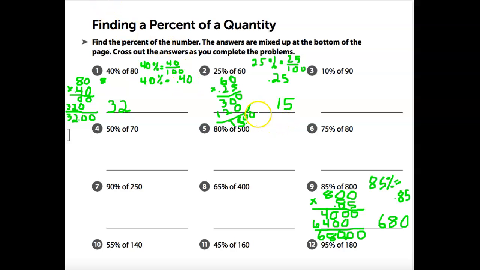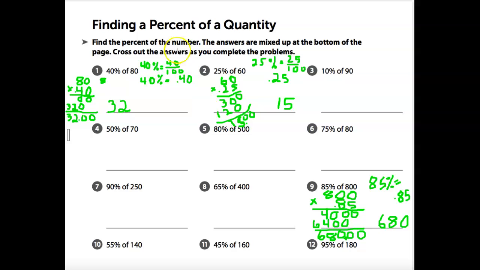All right, let's look at number 2. It says 25% of 60. Well, 25% is 25 over 100, which you read as 25 hundredths, and you know how to write that as a decimal, 0.25. So you just take 0.25 and multiply it by 60. 5 times 0 is 0. 5 times 6 is 30. 2 times 0 is 0, and 2 times 6 is 12.